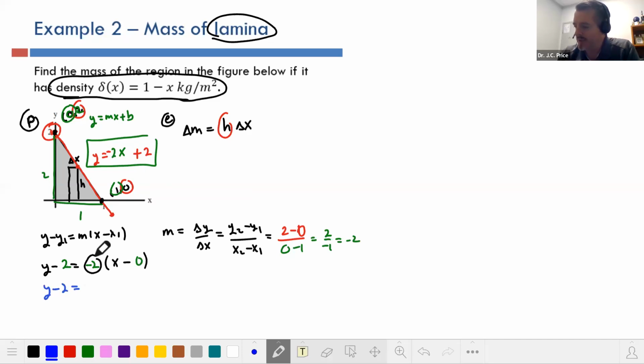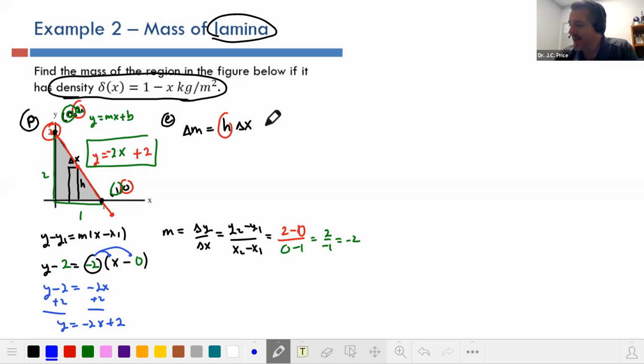Y minus 2 is equal to, I'll multiply through here by -2, so I just get -2x, add 2 to both sides, and I get y equals -2x, sorry, plus 2. So there's another way to find this. It's a little bit longer, but it also works. But you can also make mistakes in there too. So, as long as you show your work, you can get some good hefty partial credit.